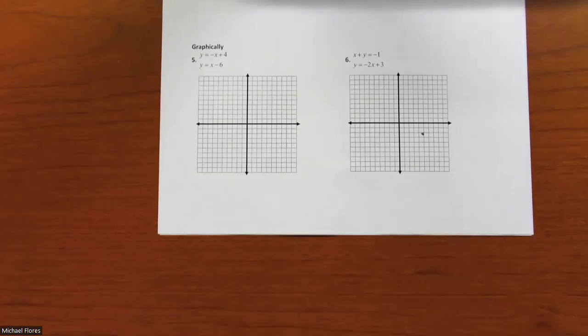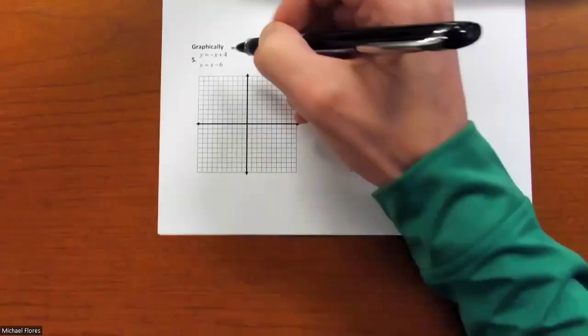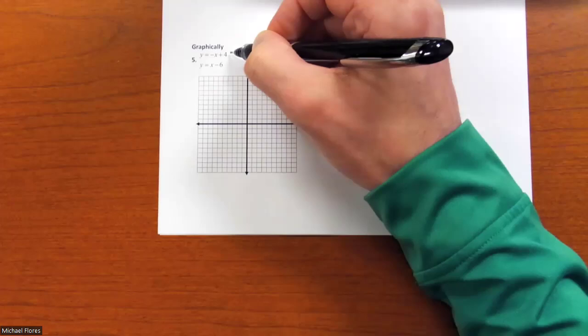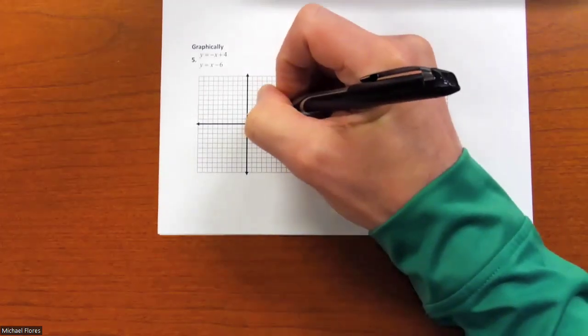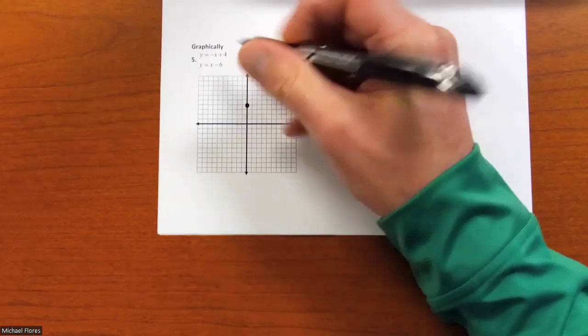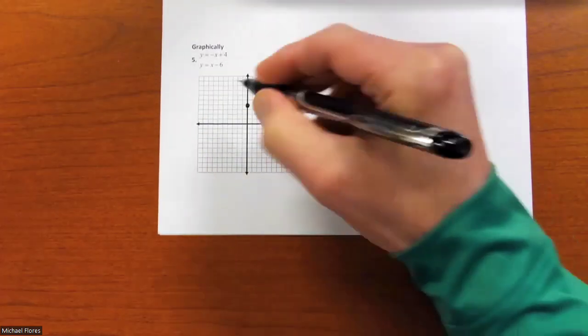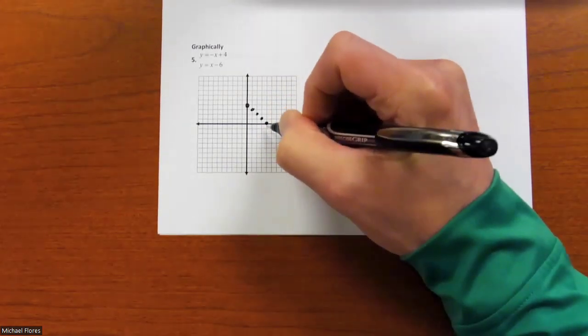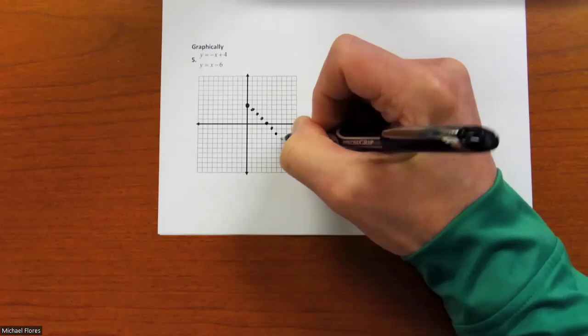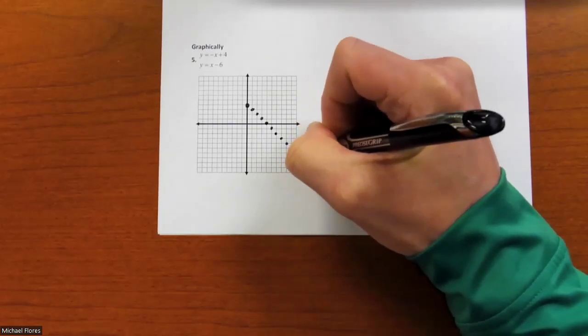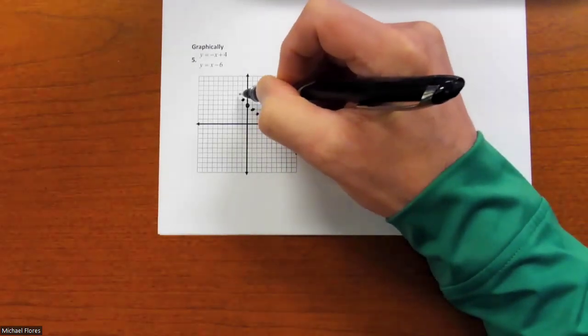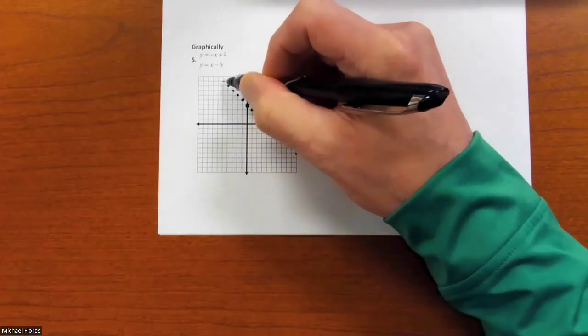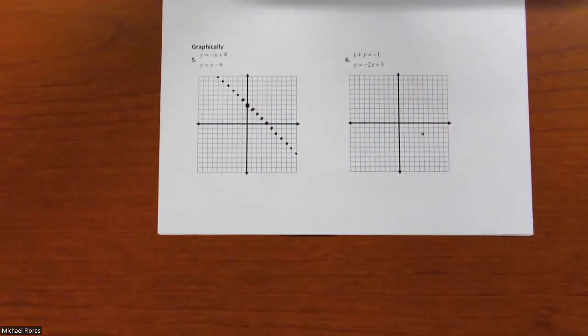And now example 5, they want us to graph these systems of equations and figure out what the solution is. So let's graph this top one here. Start with the y-intercept at positive 4. 1, 2, 3, 4. Your slope is negative 1. So down 1, right 1, down, right, down, right. And if you were to continue that pattern over here, it would look like this. All right. Now you should connect those, but I'm not going to.